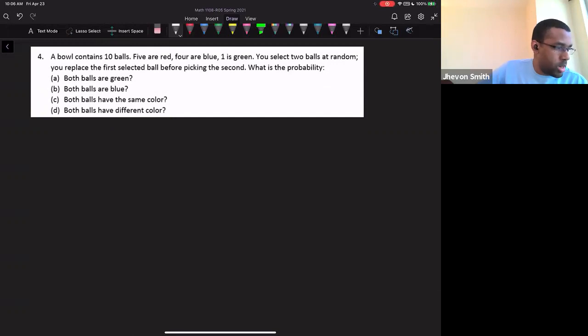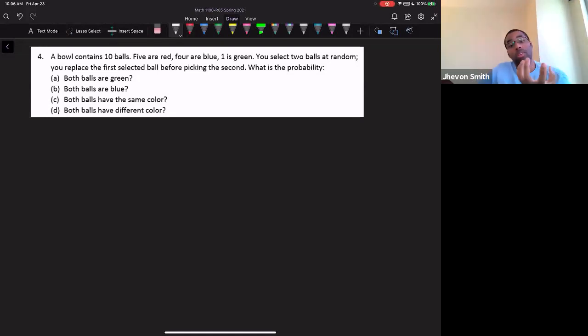So we did problems 1, 2, and 3. So we're down to problem 4. A bowl contains 10 balls. 5 are red, 4 are blue, 1 is green. You select 2 balls at random, and you replace the first selected ball before picking the second. So you pick a ball, then you put it back, then you shake it up, and then you pick another one. Without looking, what is the probability that both of them were green? Or the probability that both were blue? The probability that both are the same color? Or the probability that both were different colors?